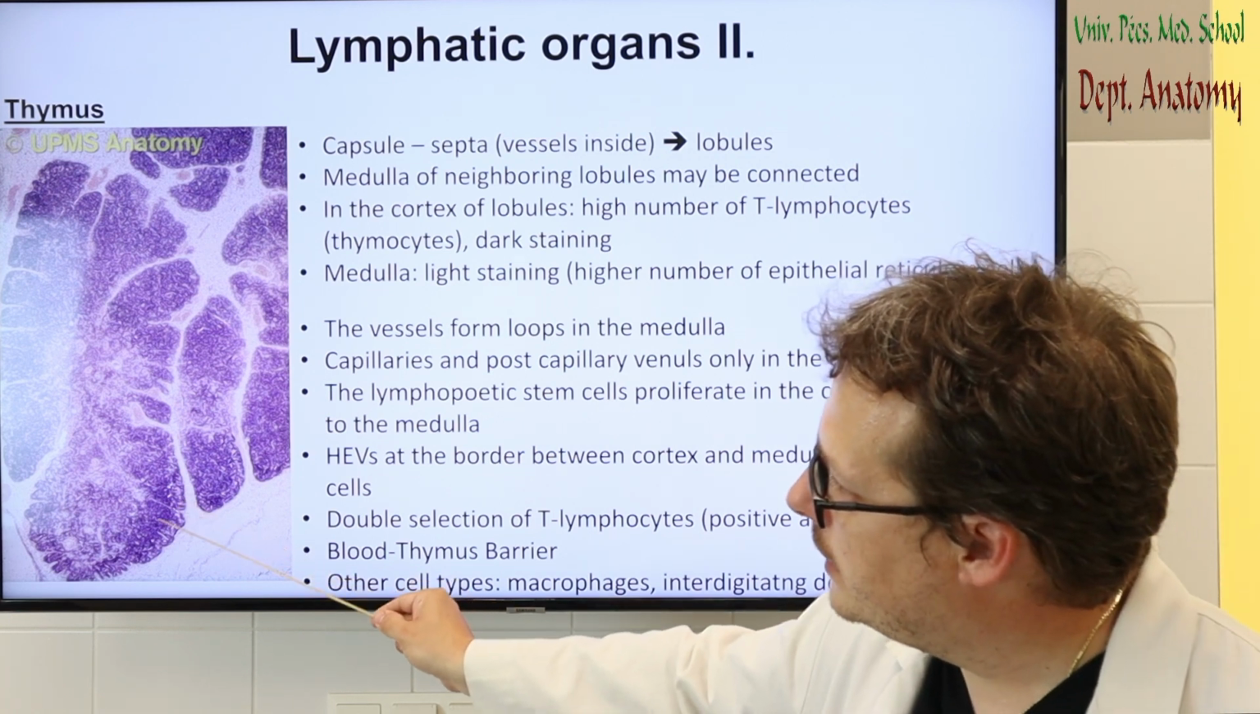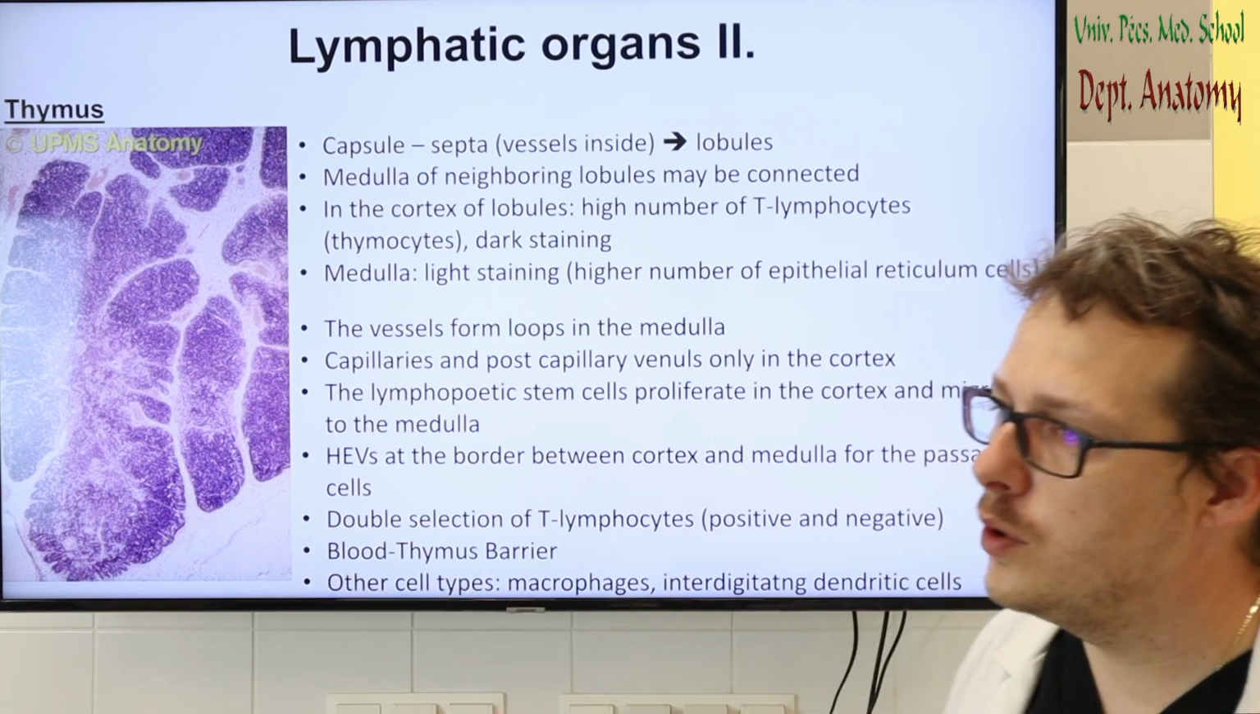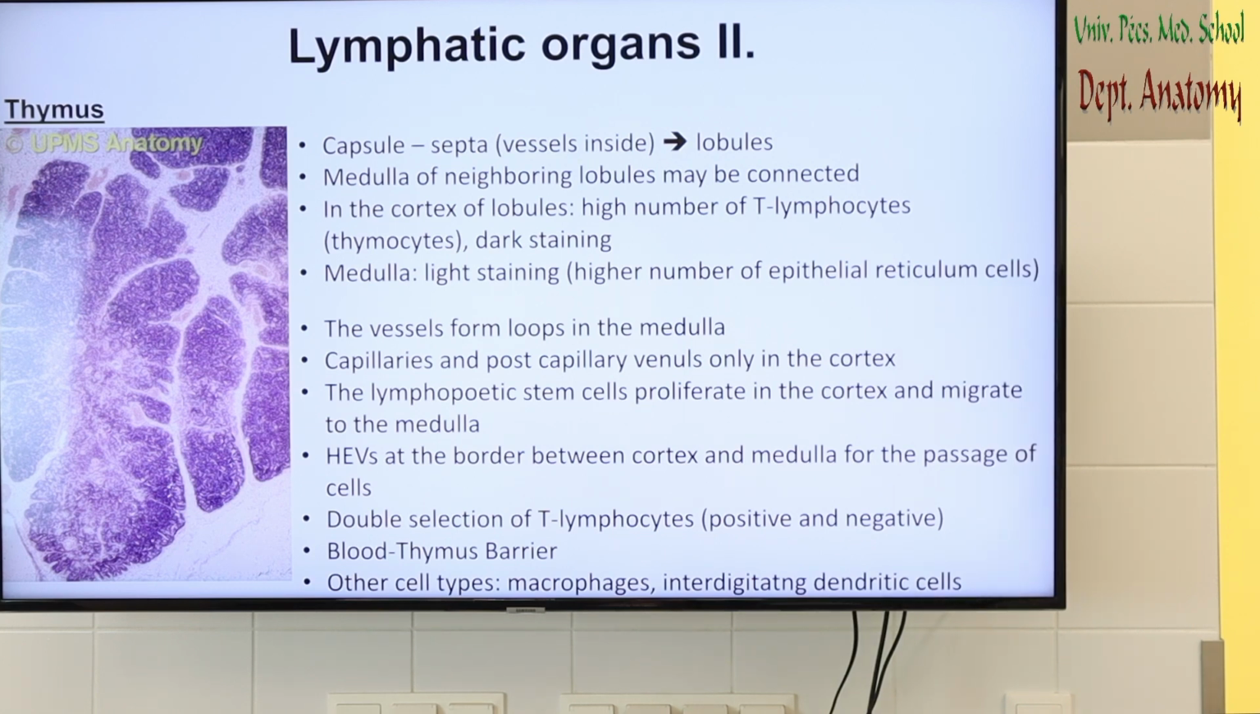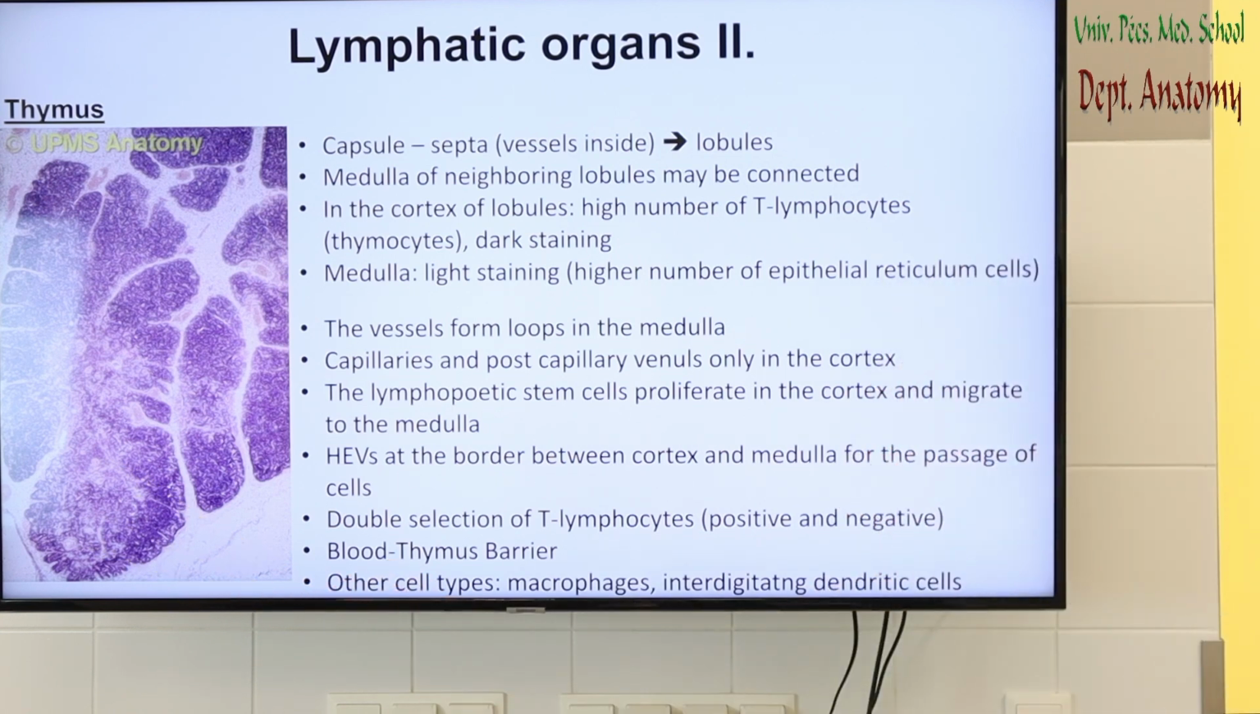The reason why the cortex is a little more basophilic is that it's full of small naive lymphocytes, and there is a lower proportion of epithelial reticulum cells. On the other hand, in the medulla, there is a relatively lower proportion of these T lymphocytes and a higher proportion of reticular epithelial cells, and they are also larger. You can also find other cell types in the thymus, such as macrophages and interdigitating dendritic cells.